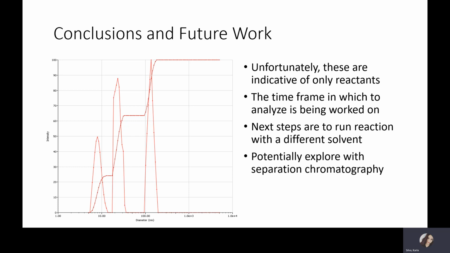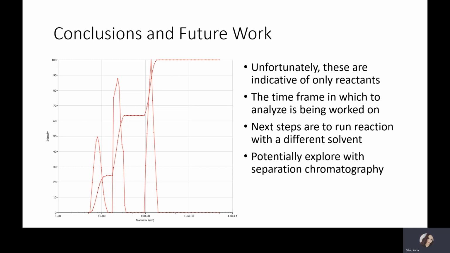Now, what running the DLS on the individual components tells me is that, unfortunately, I do not think a reaction actually happened. I don't think anything really changed, because here again, this one's from the 3-hour reaction, and I have about the same peaks as the individual components, one at 7, one at around 80, and the other one at 135, which were all the components. And so unfortunately, I do not think that anything happened.